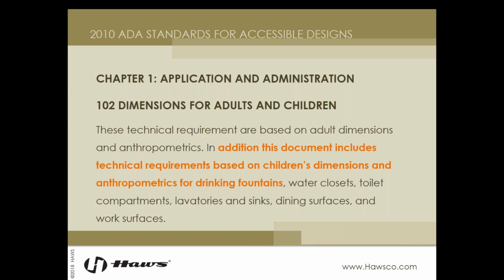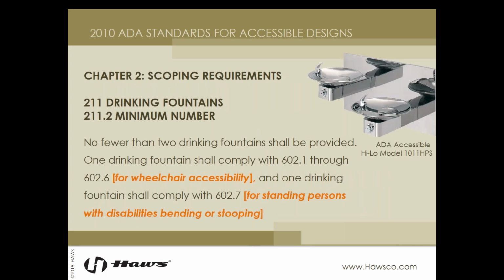So up until the 2010 ADA standards, children were often an afterthought when accessible conditions were considered. But with this update, we now have, as stated above, technical requirements based on children's dimensions and anthropometrics for drinking fountains. Anthropometrics is just a fancy way of saying measurements of the human body without using 5 words. Children are defined as age 12 or younger in the ADA. And I'll go over quite a few examples of child height fountains, bottle fillers, and stuff like that a bit later on in the presentation.